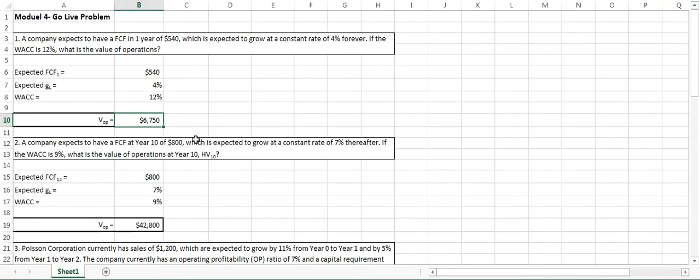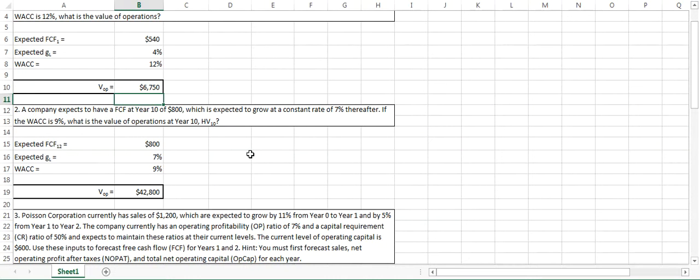We may remember that the value of operations formula is the expected free cash flow divided by the difference between the WACC and the growth rate. When we have a free cash flow that is already time period 1, we do not have to apply the growth rate to the free cash flow. Therefore, in this instance, it would be the expected free cash flow of 540 divided by 12% WACC minus the growth rate of 4%, giving us a value of operations of 6,750.